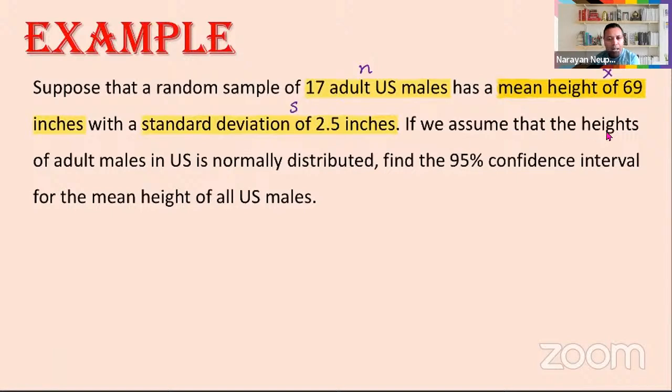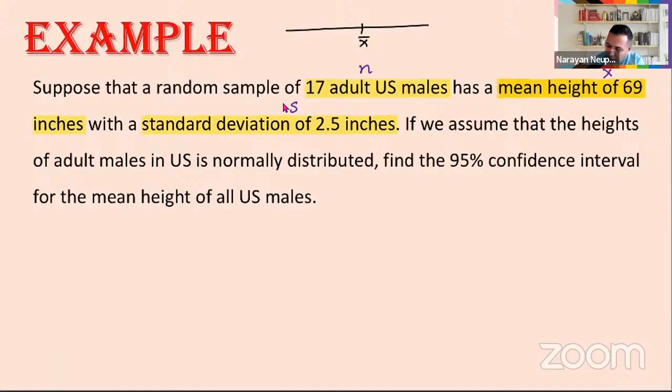Now, if we assume that the height of the adult male in the US is normally distributed, we have to construct the 95% confidence interval for the mean height. So this is the problem on confidence interval. If you remember, in confidence interval, first of all, we need the point estimate in the middle. Because here we are talking about the confidence interval for the mean, the sample mean goes in the middle.